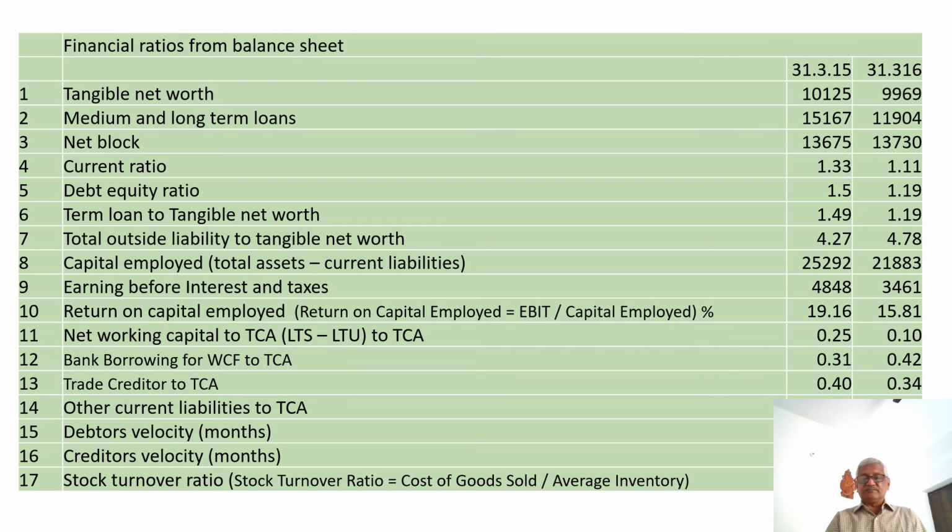Now, what are the various financial ratios? After having got it analyzed, we will find out. Tangible net worth, that is net worth minus intangible assets. Medium and long-term loans, that is a term liability. What is a net block?